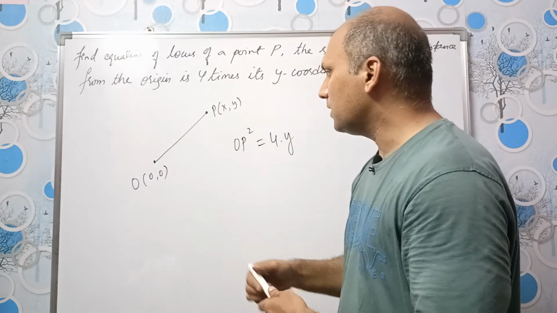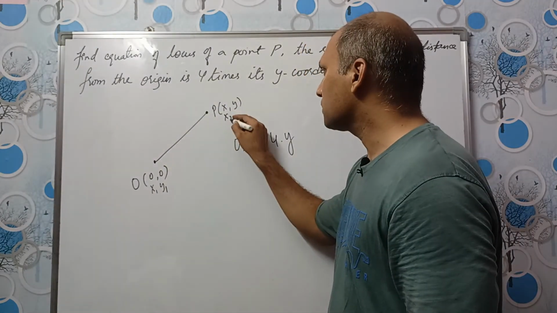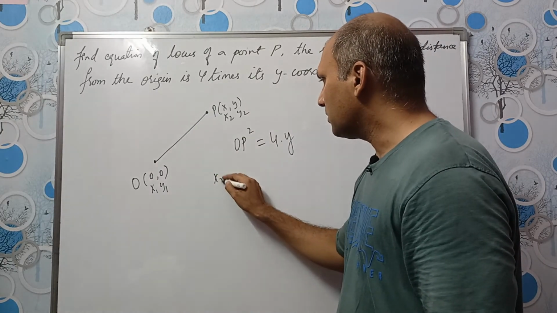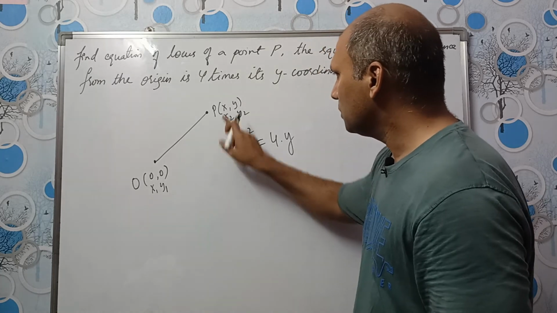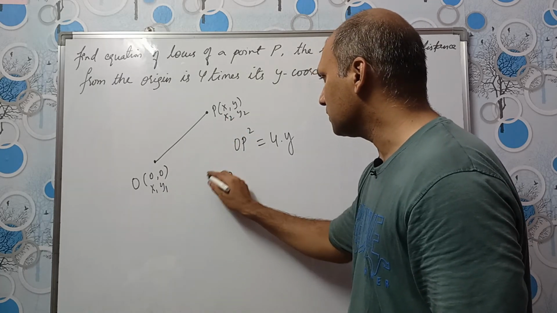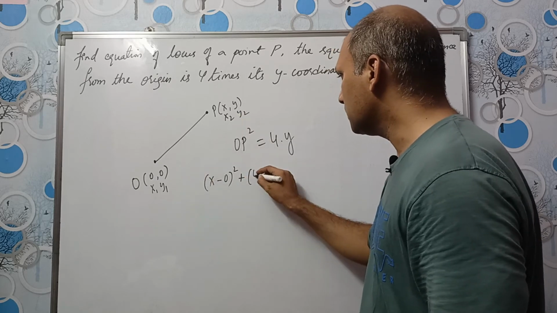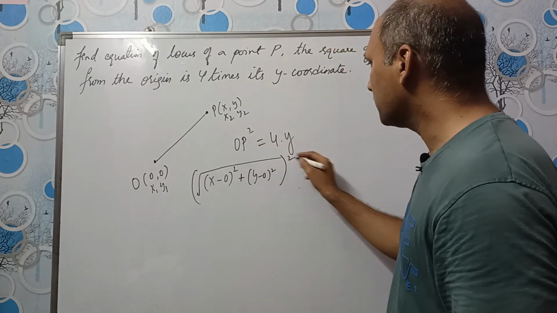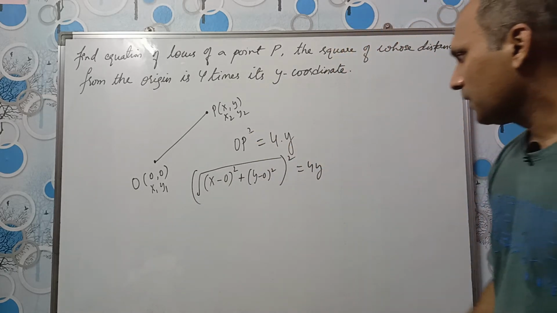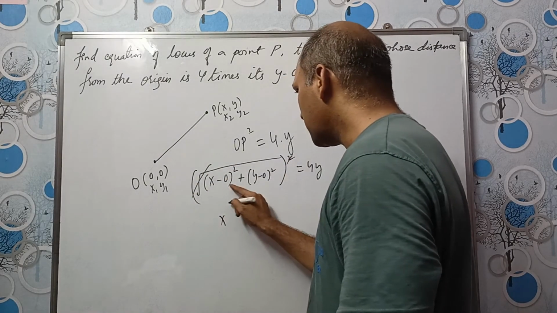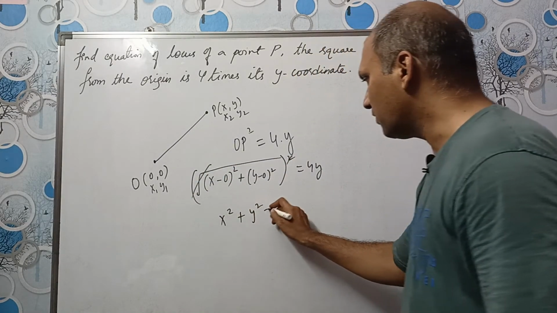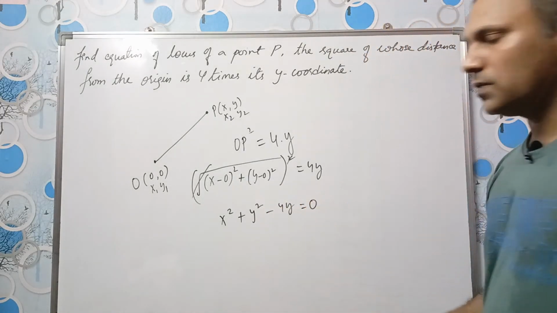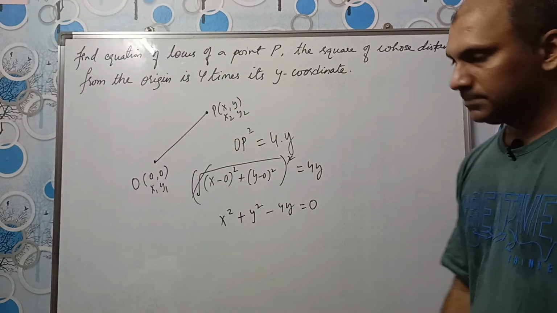Now we need to substitute the values. Suppose that this is x1, y1, this is x2, y2. The distance between these 2 points O and P is given by the square root of x2 minus x1 whole square, so this is x minus 0 whole square plus y minus 0 whole square. Under root is the distance and it is squared. Don't forget this square is equal to 4y. So square and root will get cancelled. We'll have x minus 0 whole square is x square, y minus 0 whole square will be y square, is equal to 4y. You can send this 4y to the other side, becomes minus 4y. Okay. Easy problem.